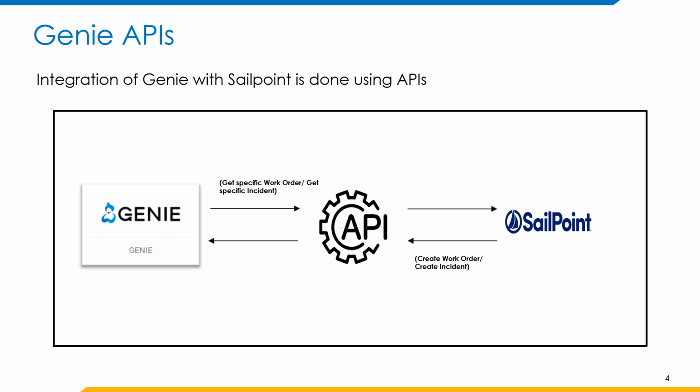The APIs used for integration of Genie with SailPoint are generate authentication key, create a work order ticket, get a specific work order ticket, create an incident ticket, and get a specific incident ticket.